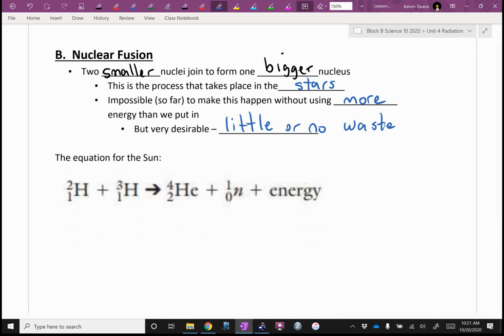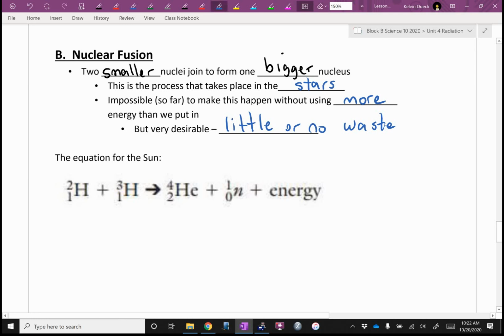So here's the equation of what's going on in the sun. And here's also how you can tell that it's a fusion equation and not a fission equation. We're starting off with small mass atoms. What's the H stand for? Hydrogen. In the sun, hydrogen has how many protons? 1. There's the 1. This hydrogen is called deuterium. It's got an extra neutron in its nucleus. This hydrogen here is called tritium. It's got an extra neutron in its nucleus.